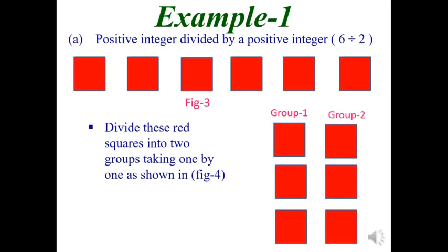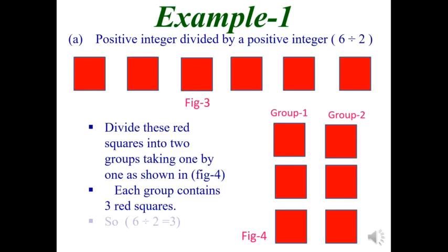We have to group these 6 squares into two groups, group 1 and group 2. Each group contains 3 red squares. Group 1 contains 3 red squares and group 2 also contains 3 red squares. So 6 divided by 2 is equal to 3. Red means positive, and 3, so plus 3 is our answer. 6 divided by 2 is equal to 3.